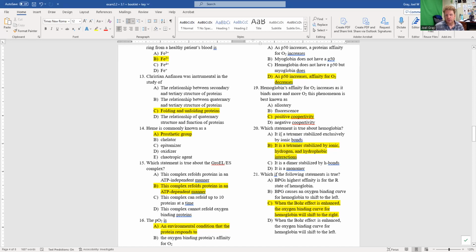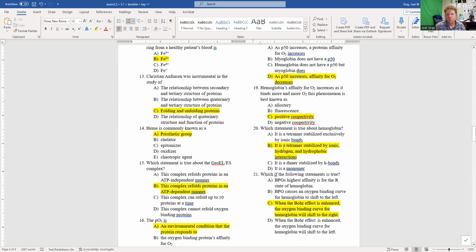Which statement is true about hemoglobin? It is a tetramer stabilized exclusively by ionic bonds. Nope. It's a dimer stabilized by hydrogen bonds. Nope. It's a monomer. Nope. It is a tetramer stabilized by ionic, hydrogen, and hydrophobic interactions. Number 20, B is the correct answer.